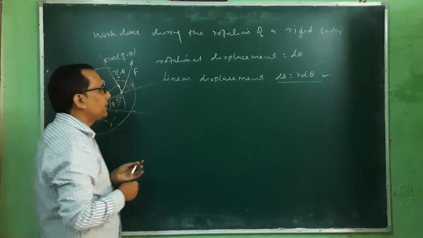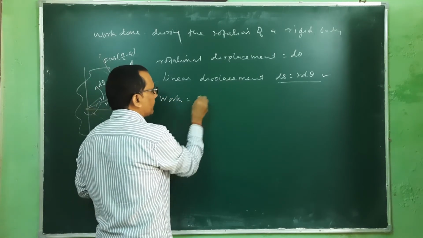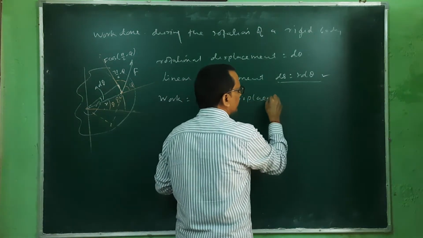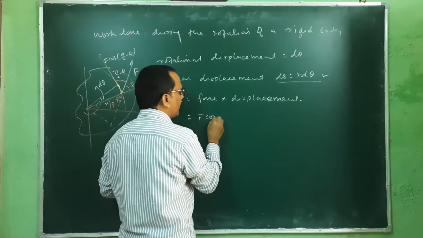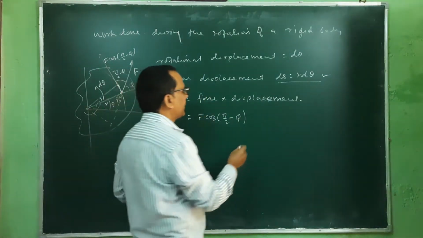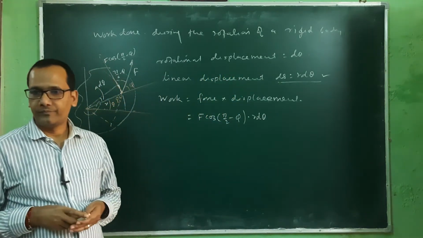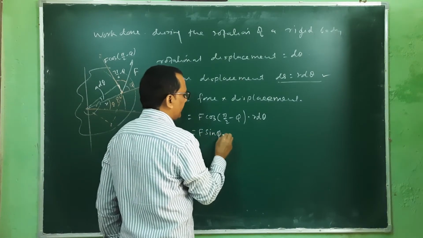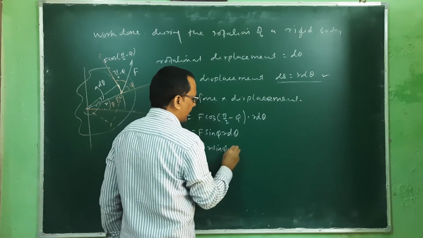Now we can calculate the work. Work is equal to force multiplied by displacement. This force is equivalent to f cos (pi by 2 minus phi), and the displacement is r d theta. This is equal to f sin phi multiplied by r d theta, which is f r sin phi multiplied by d theta.